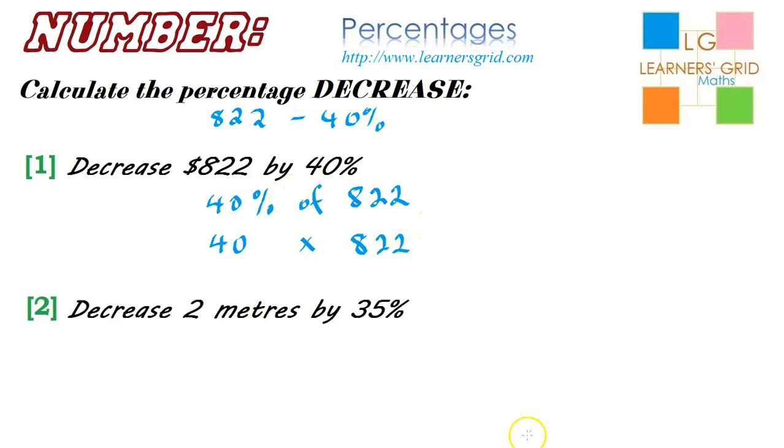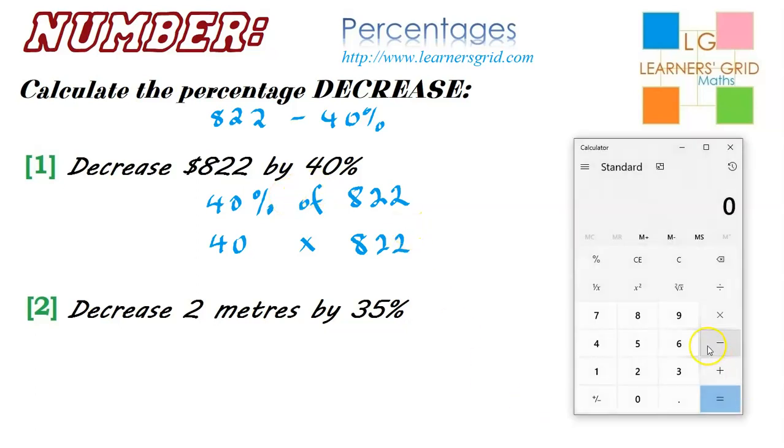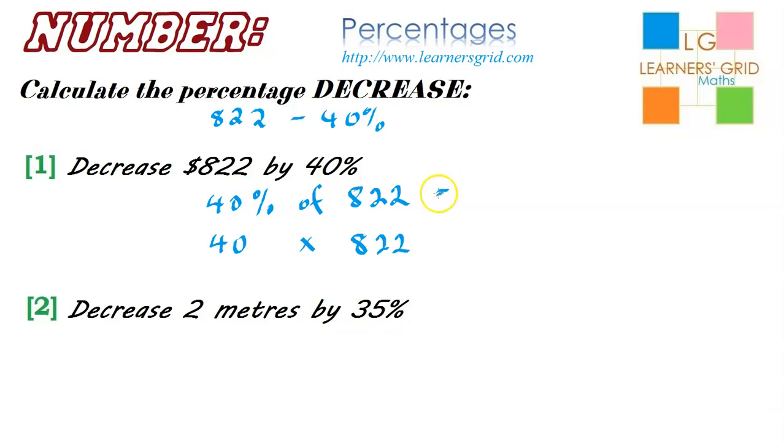So let's have a look at how that plays out when I use a calculator. So 40% of 822, so 40 of is times 822%, equals. So 40% of 822 is 328.8. Okay, so I've just put that in there.